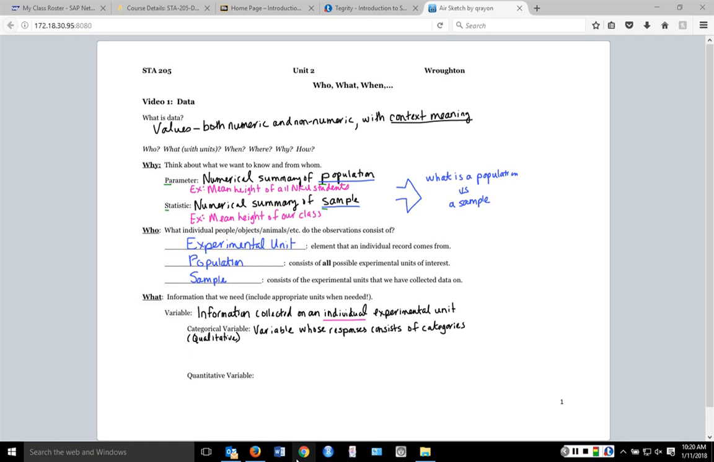Versus a quantitative variable is a variable whose responses consist of numerical values, but more specifically that quantify or measure something. So we'll go through a few different examples of some variables and figure out where those go.